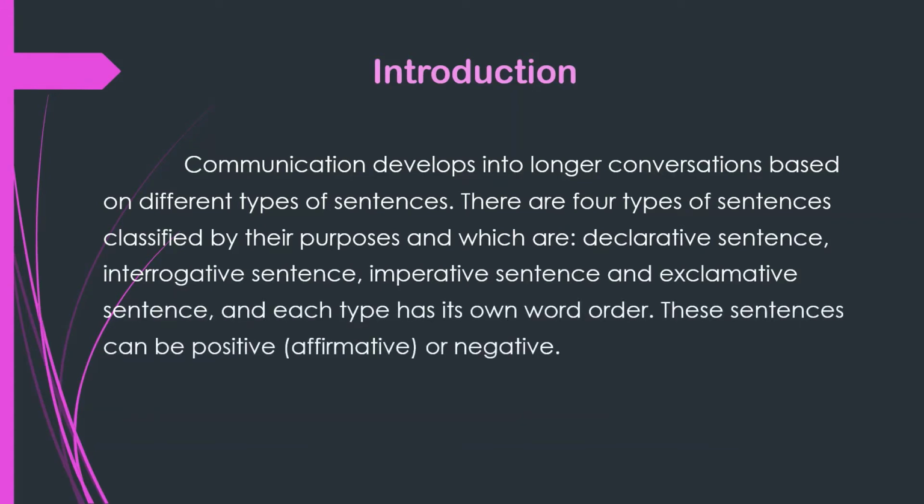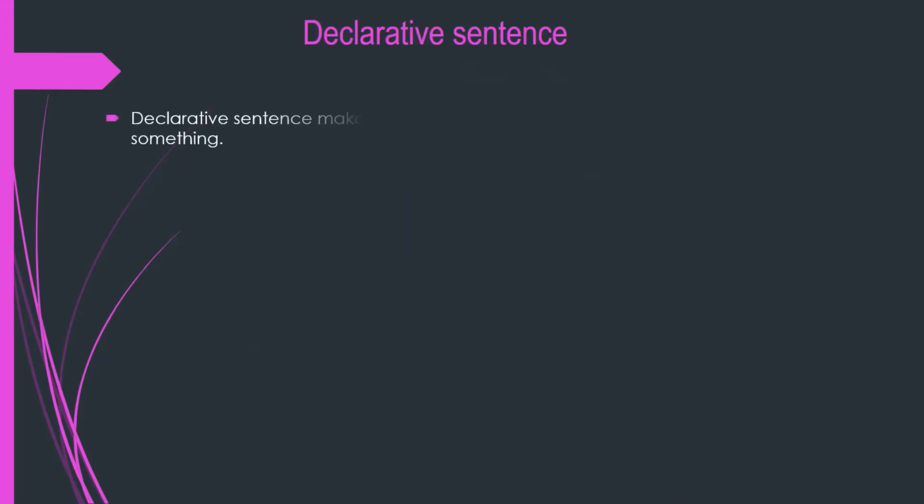Introduction. Communication develops into longer conversations based on different types of sentences. There are 4 types of sentences classified by their purposes, which are declarative sentence, interrogative sentence, imperative sentence, and exclamative sentence, and each type has its own word order. These sentences can be positive, also called affirmative, or negative.